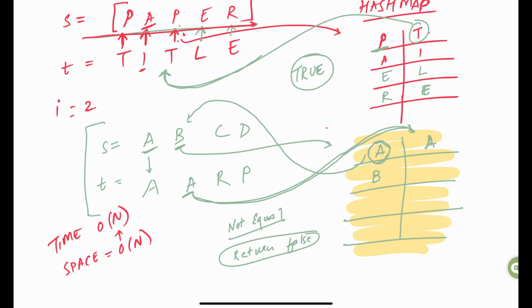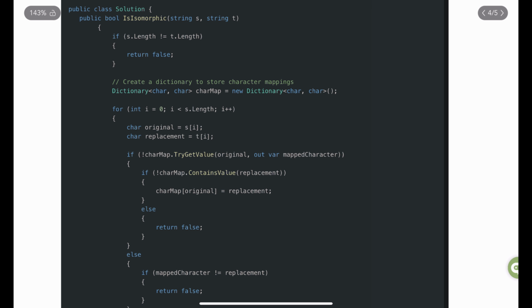I hope you were able to understand this explanation. Let me show you how we can implement this using C#. Here is the C# solution. I start by checking if the length of S and T are not equal. If they are not, then I'm returning false. And then creating this dictionary or hash map of type character and character.